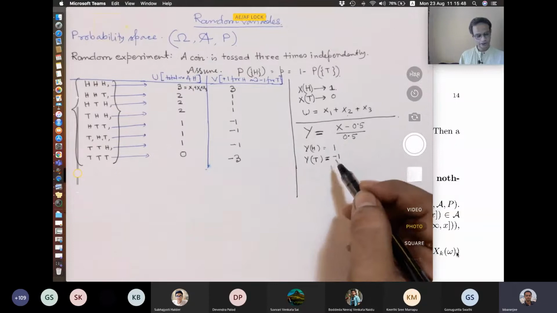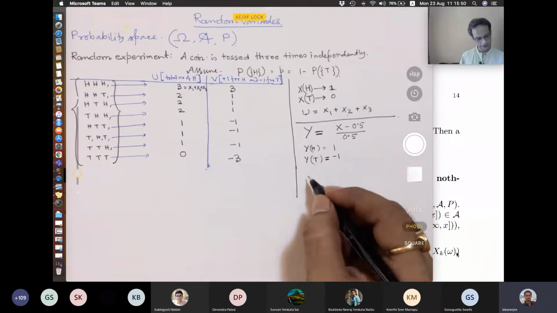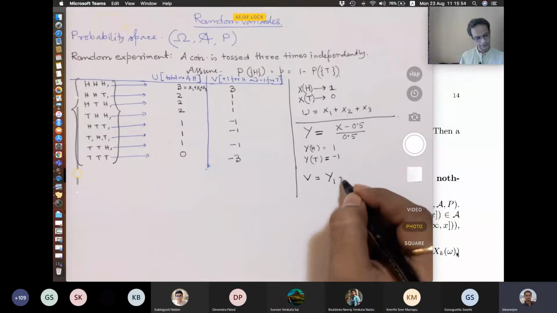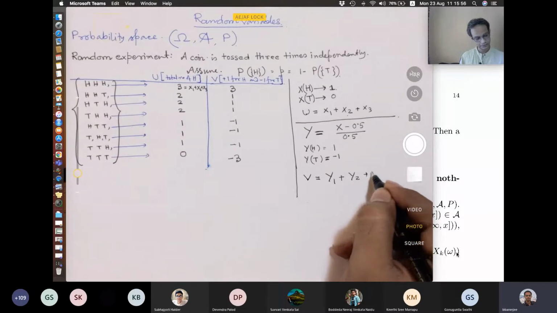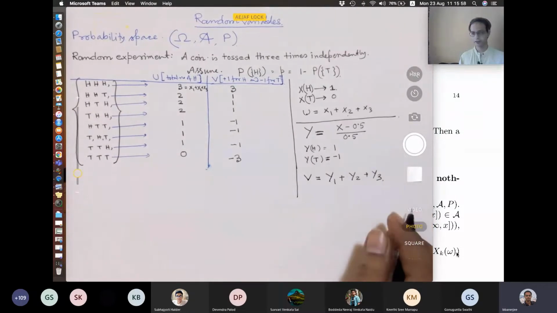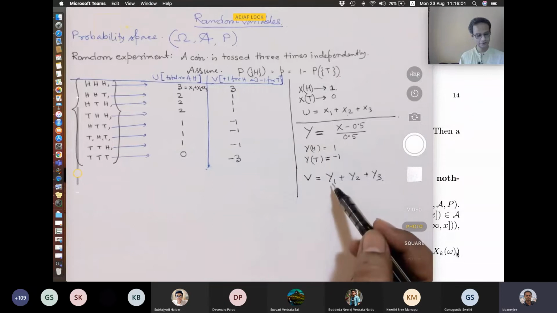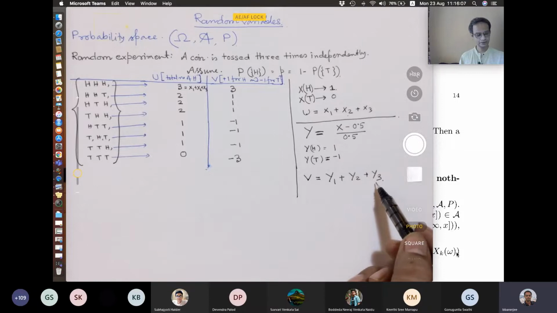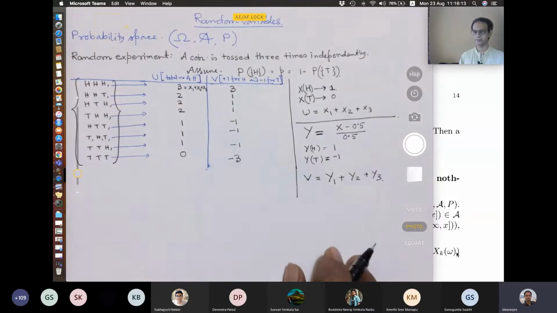So y can be constructed, and now you can call v equals some y1 plus y2 plus y3, which are the replicates of y. From the first outcome you will get y1, from the second outcome you will get y2, and from the third outcome you will get y3. So as a consequence you get v. Now you notice the thing.